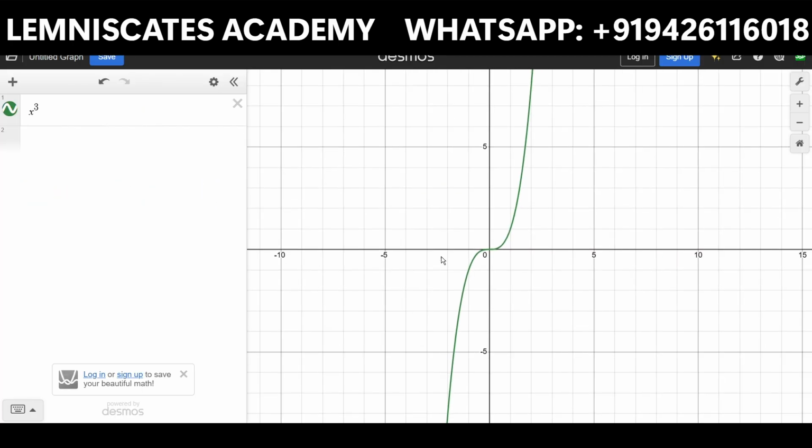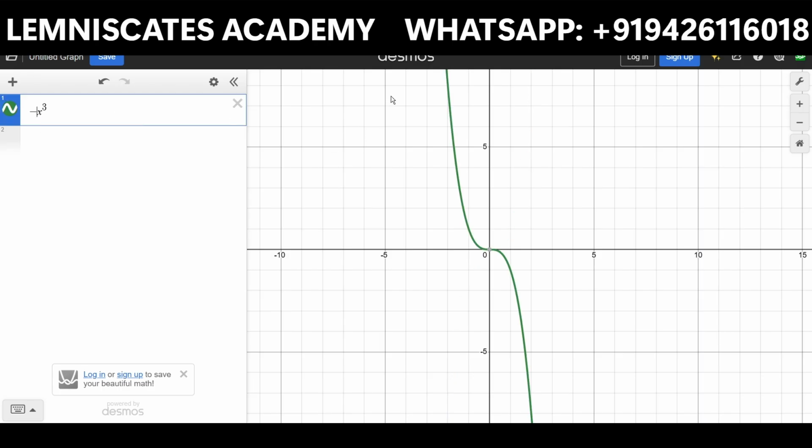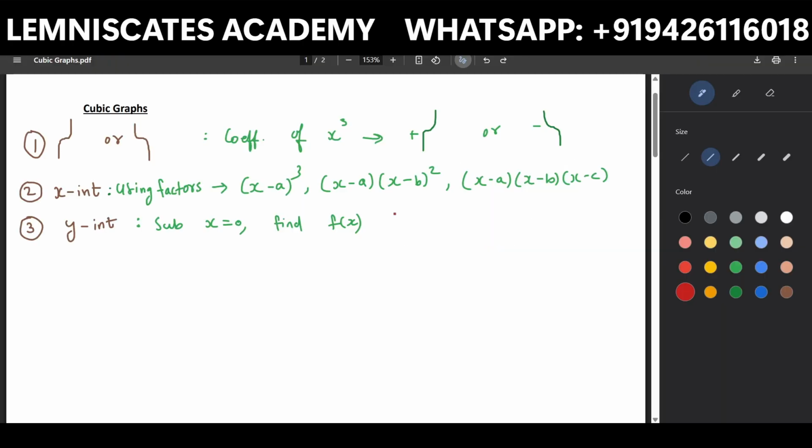For you to understand this shape in a better way, on Desmos I've already plotted this. And for a negative x cube, it's just the opposite of this. It's going to come down like this in the same kind of fashion. See, it comes from the top, and at 0 it comes like this. So that is what you should be aware about, the basic shape of the cubic graphs.